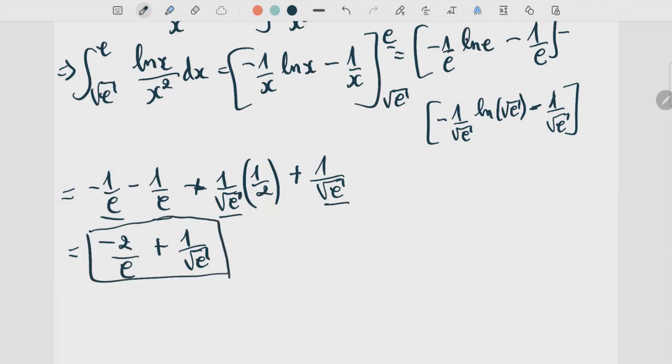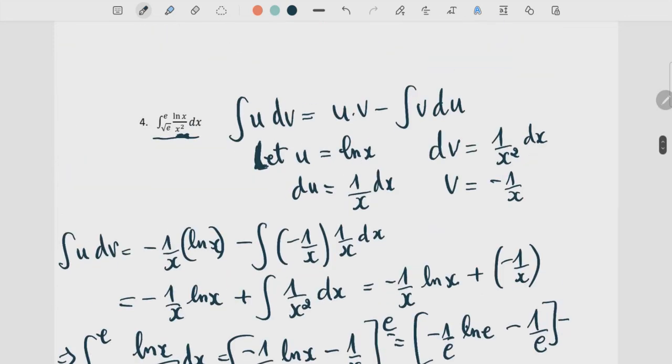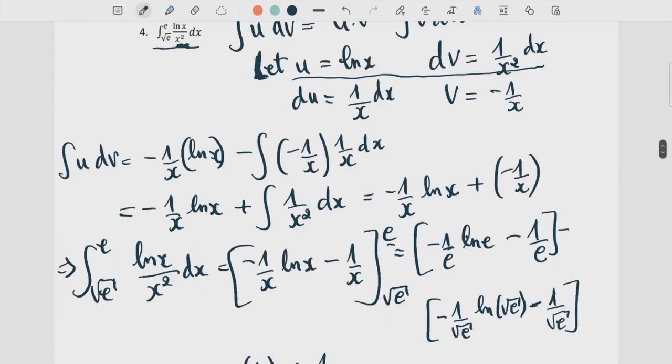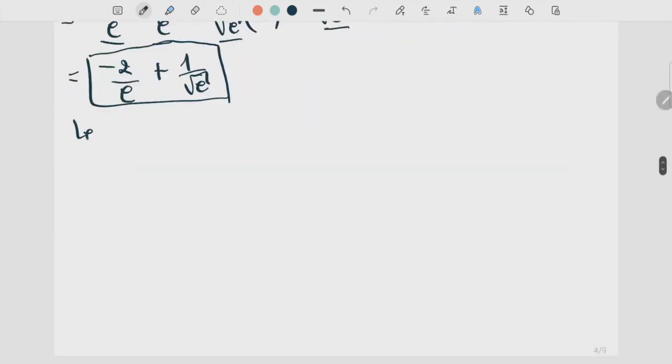So now this means that the substitution that we chose for our integration by parts did get us to the final answer. So now my question is, what if instead we chose to let u be equal to 1 over x squared, and we let dv be equal to ln x dx? Because that's the substitution the other way around now.